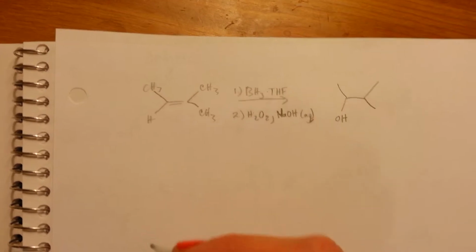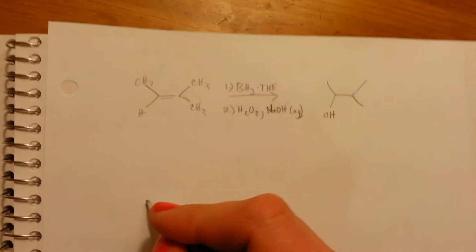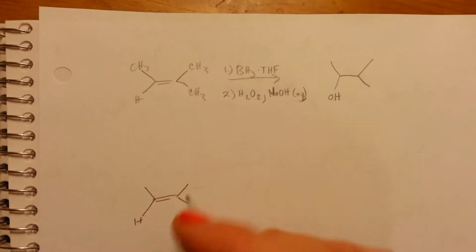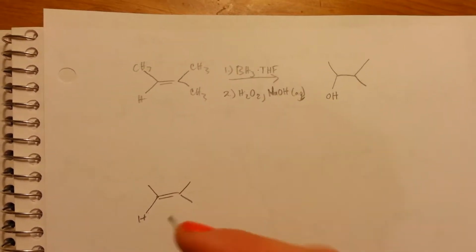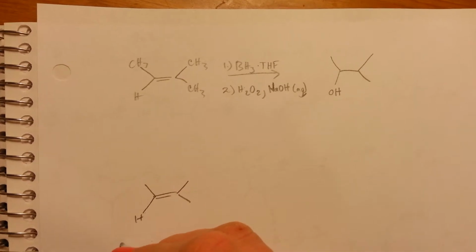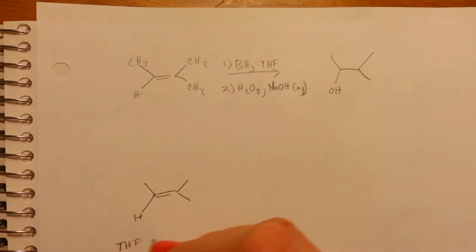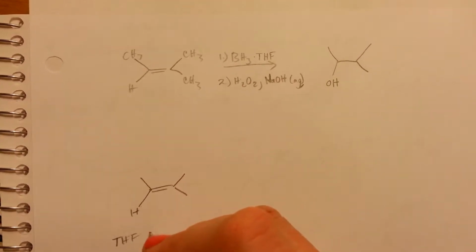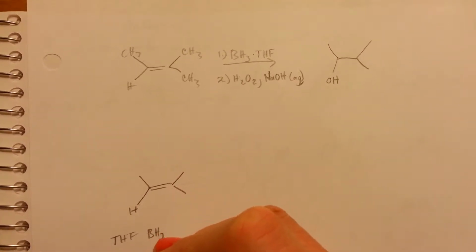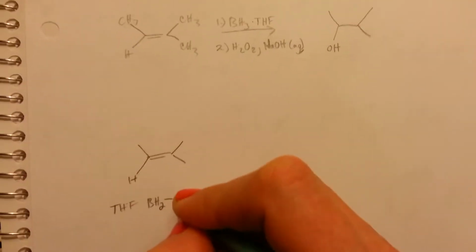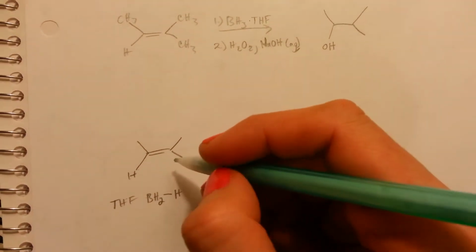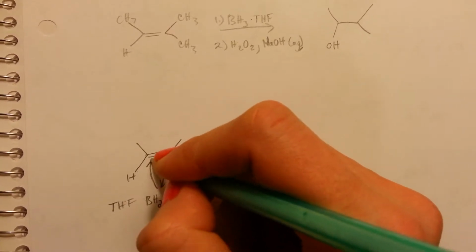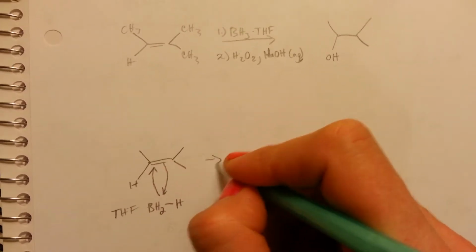So the first step is the actual hydroboration step. You start out with your alkene, hydrogen over here. You're going to assume your THF is here. And you have your BH3, so say BH2 and then H here. So this attacks and is attacked at the same time.